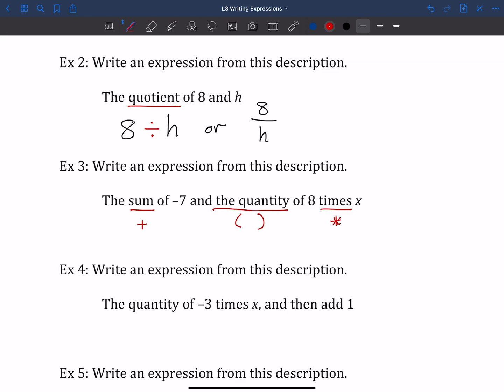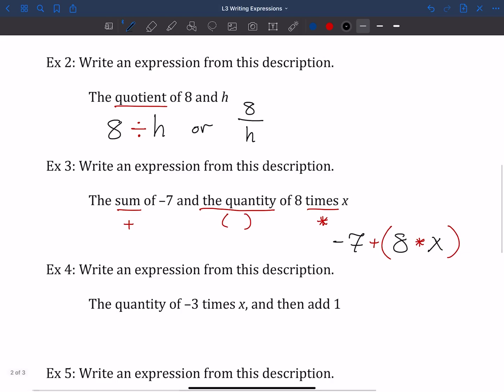Talking about the sum of -7 and the quantity of. So we're going to be adding -7 plus some other chunk, right? It's -7 plus the quantity of. So that's where our parentheses are going to come in. The parentheses are going to hold together that entire last piece, 8 times x. So on the inside of there, all I need to do is put 8 times x. And that's exactly what we're looking for, right?